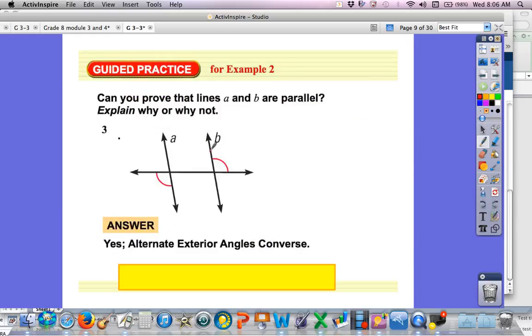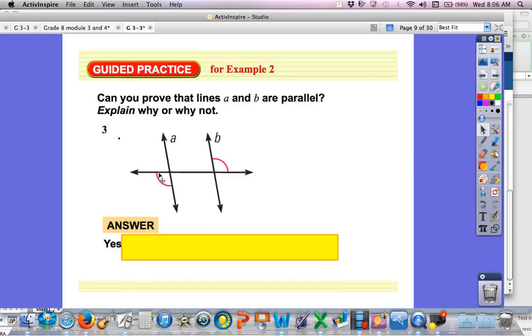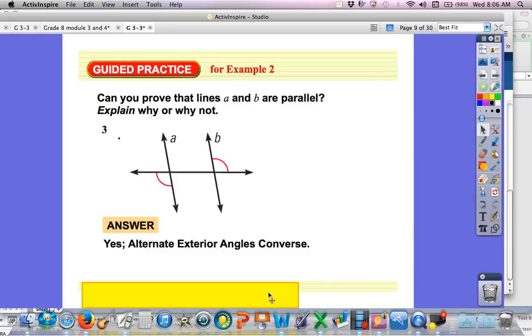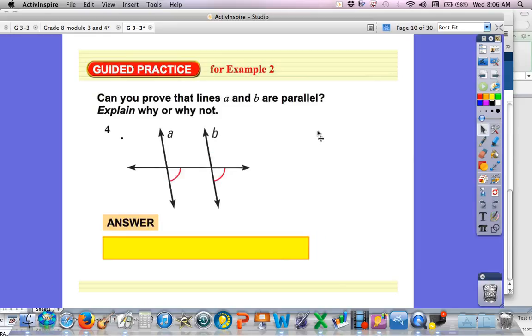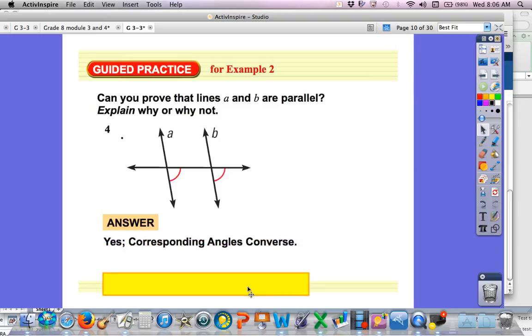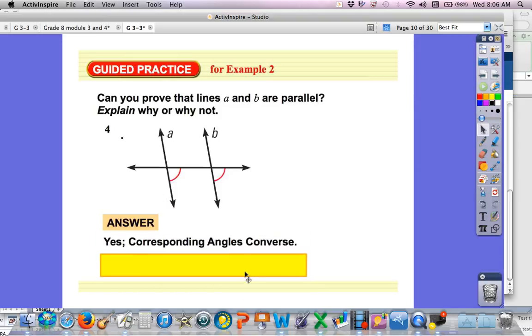Okay? So you can read this. Oh, I didn't reset it, but basically, yes, because the alternate exterior angles are congruent, that's what those markings say, the lines must be parallel. Lines here must be parallel because of the corresponding angles converse.